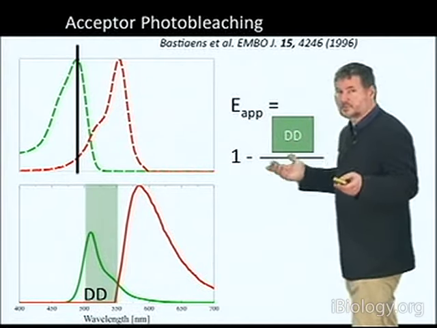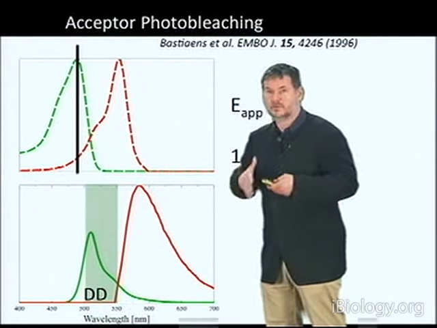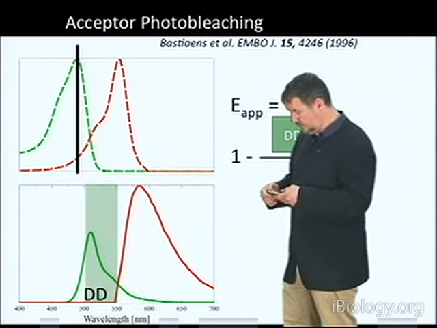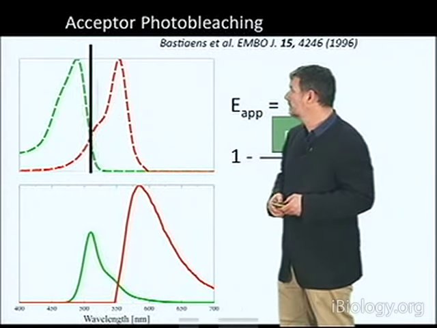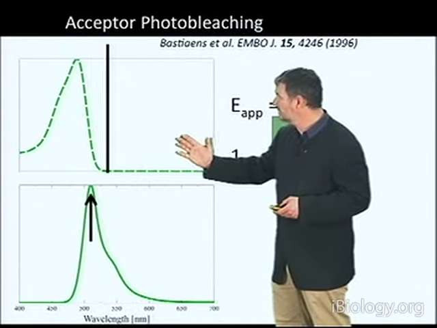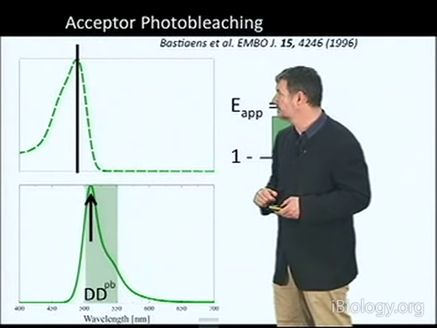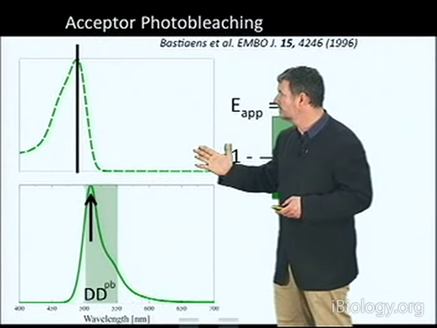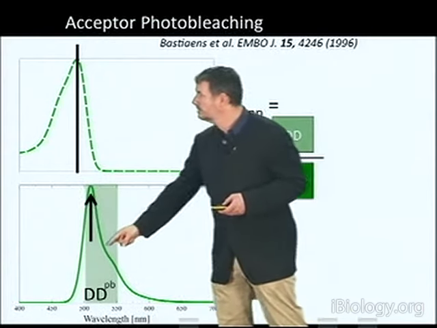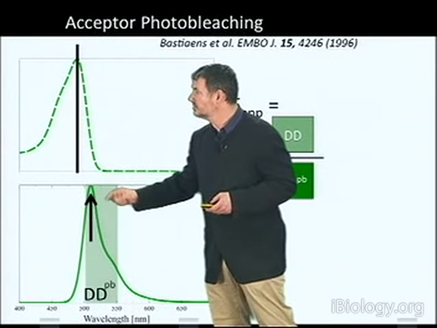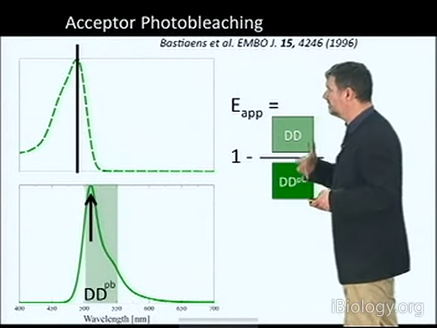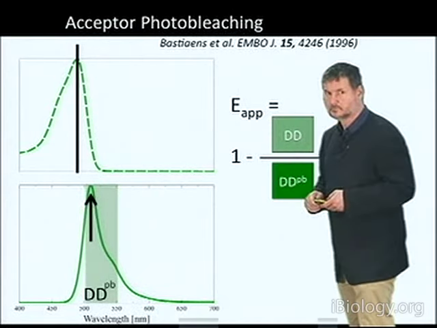Now, we cannot do a separate experiment where we measure the donor alone because it would be a completely different configuration, different concentration of molecules, and so on. So what we do is the following. We excite the acceptor, which we can do highly specifically, and basically excite it until it's gone. We photobleach it completely, so we destroy the acceptor antenna. And then, after that, we remeasure the donor.